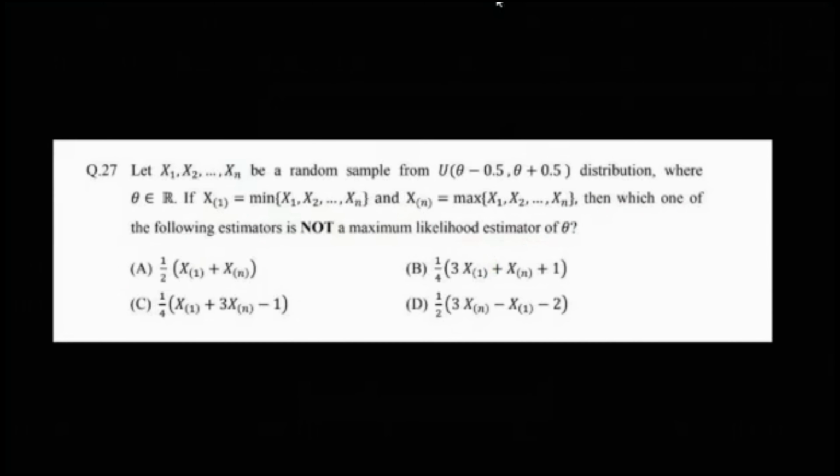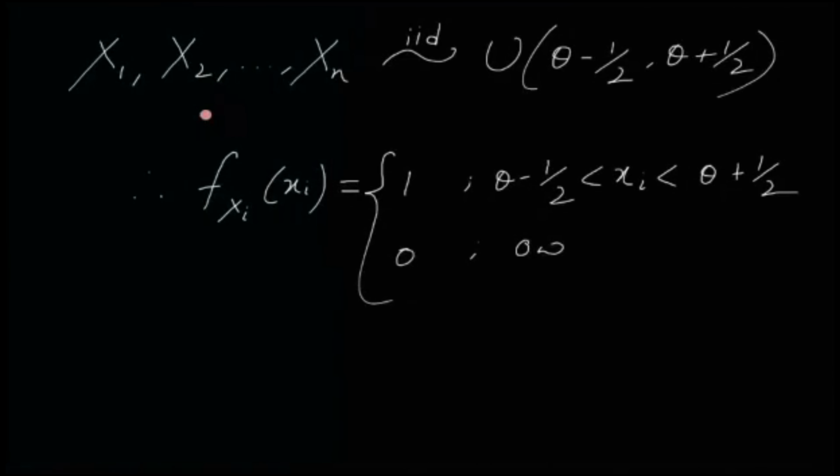To find that, we have to actually find the MLE of theta. So let us do that. X1 through Xn follow IID uniform theta minus half to theta plus half. So the distribution is f of xi equals 1 if xi belongs to theta minus half to theta plus half, and 0 otherwise. This is the distribution from which the sample has been taken.